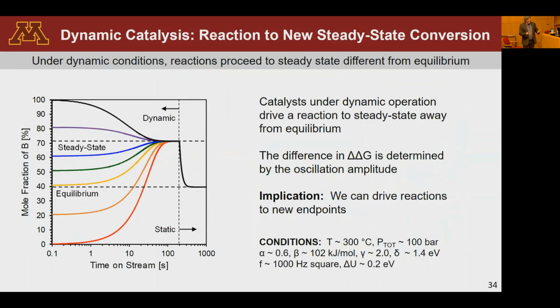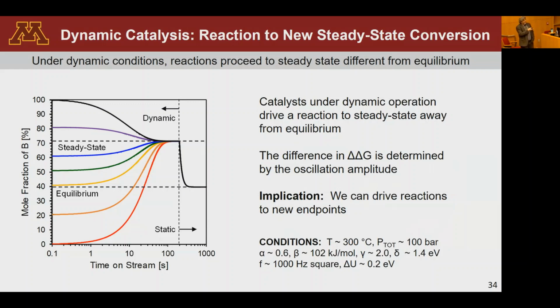So here what we've done is we've taken an A to B reaction, we've put it into a batch reactor, and then we've imposed a bunch of different starting conditions. This is pure B, and this is pure A, and everything in between for starting conditions. Each one of these is a separate simulation. We've imposed these conditions here: 1,000 hertz oscillation at 0.2 eV. That's actually a pretty low amplitude right there.